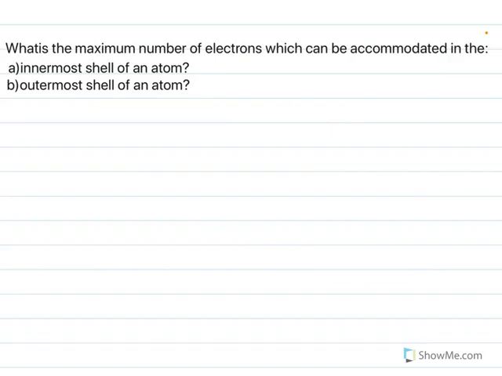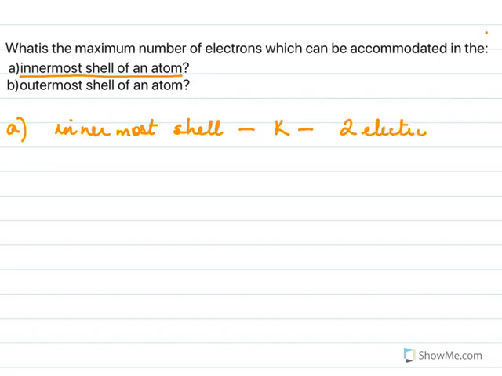What is the maximum number of electrons that can be accommodated in the innermost shell? Now remember, the innermost shell is the first shell. Innermost shell is the first shell, which is a K shell, and we know K shell can accommodate 2 electrons.